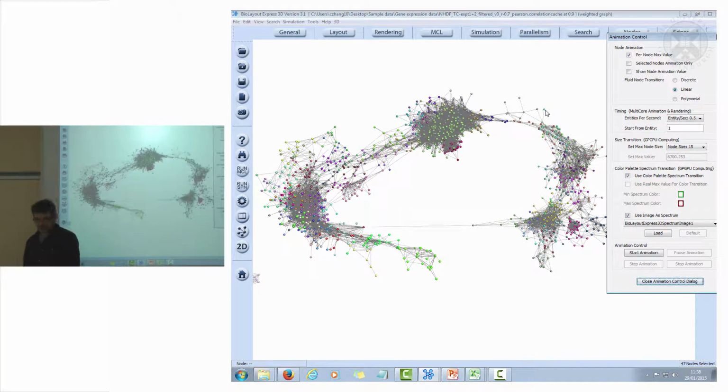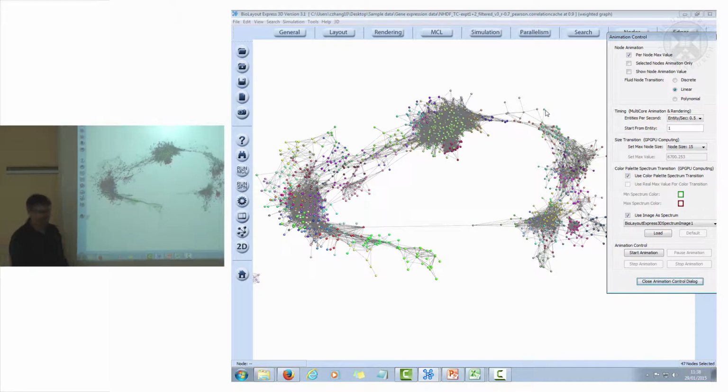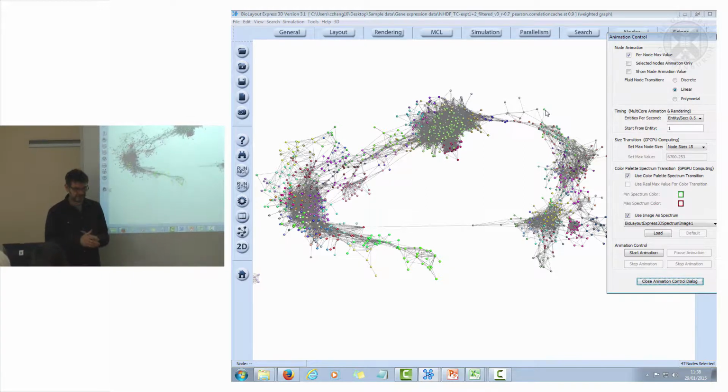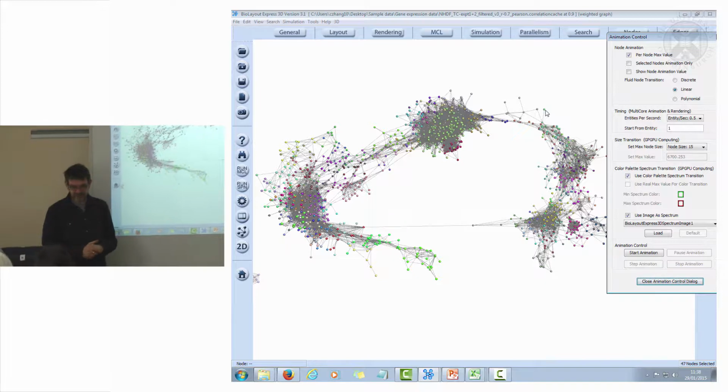So it's quite a nice way of looking at the dynamics of data. Sometimes you can actually see stuff that way that you can't see by looking at it other ways. Works really well for time course data.